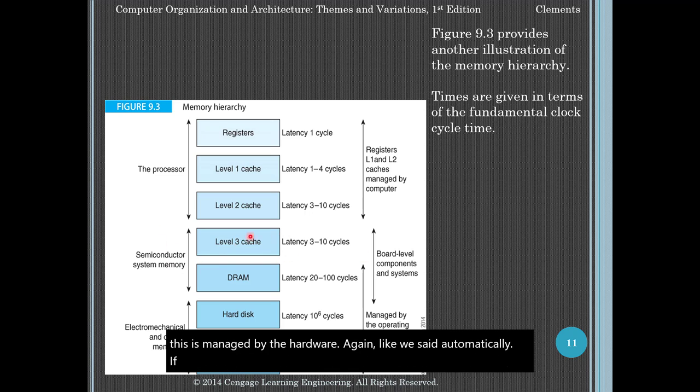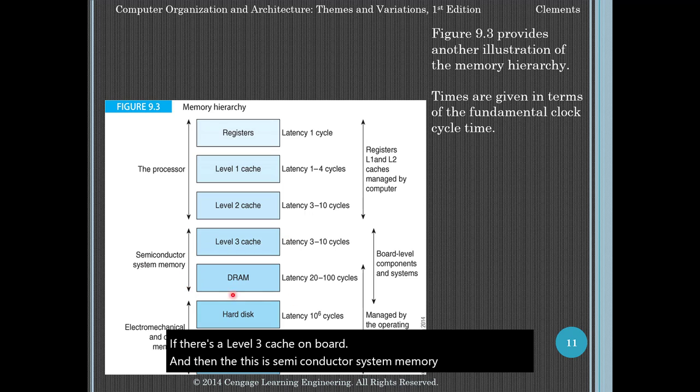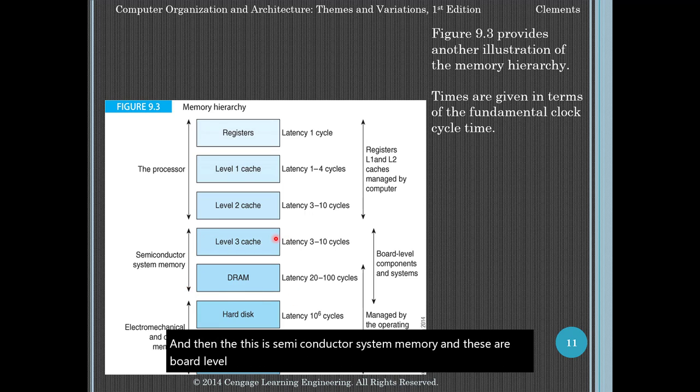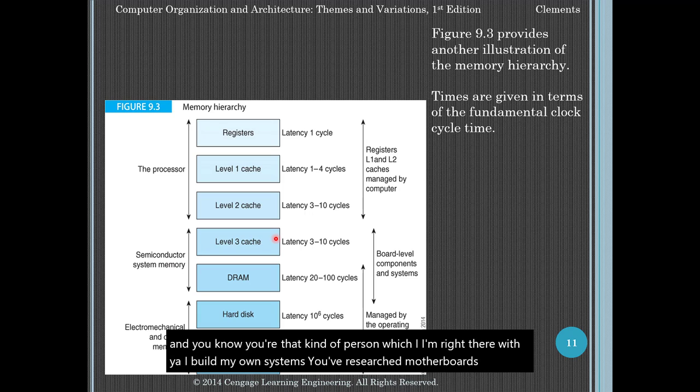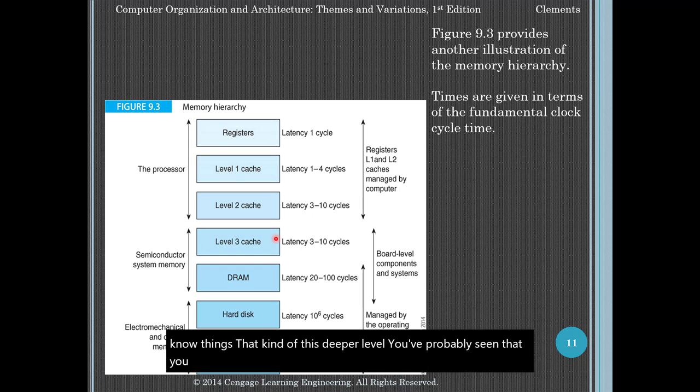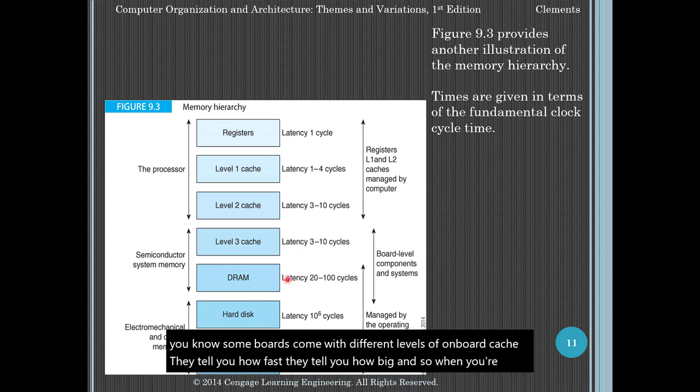If there's a level 3 cache on board, and then the DRAM, this is semiconductor system memory, and these are board level components. So maybe you've built your own computer, and you're that kind of person, which I'm right there with you. I build my own systems. You've researched motherboards, you understand components, you've looked and compared and know things at a deeper level. You've probably seen that some boards come with different levels of onboard cache. They tell you how fast, they tell you how big. And so when you're shopping, you can start to see how this is important.